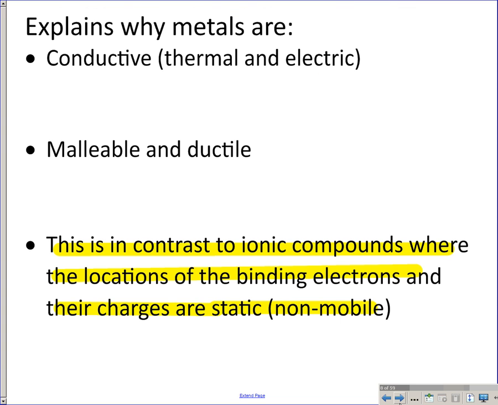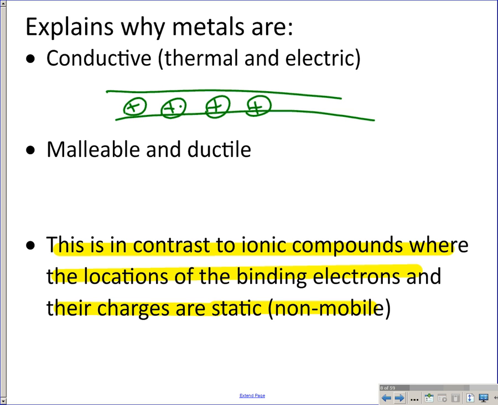Okay, alloys. So we talked about how metals have these properties, but why? The only part you really need to know is that if I have a wire and you've got all these cations or metals in here, their electrons are delocalized and they're free to move. That's why the conductivity exists, because the electrons are not stuck in a location, they're free to move.